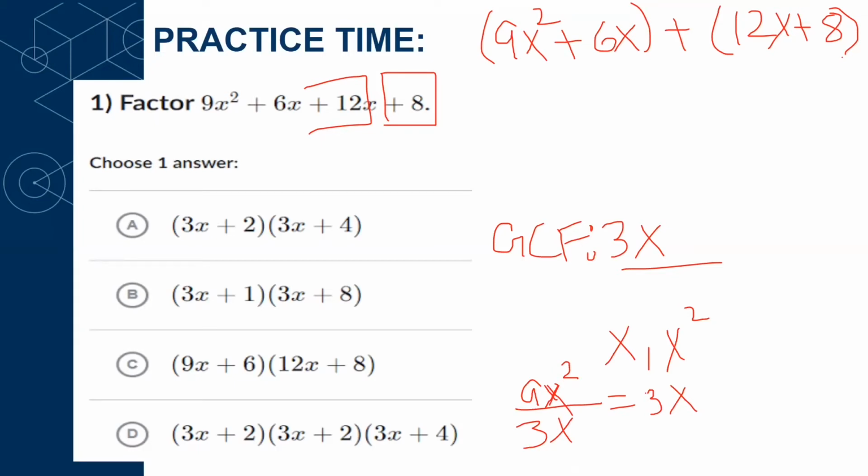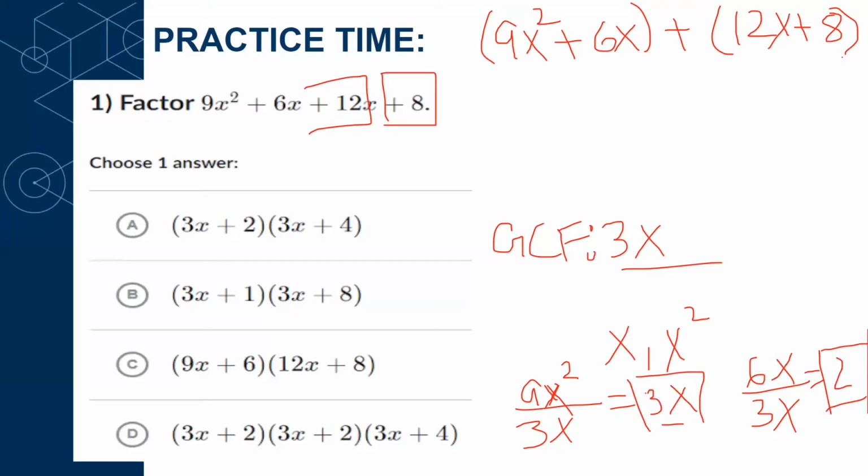Once you do that, divide the second term using the GCF. And 6 divided by 3 is what? 2, right? And then the x's cancel out, and you are just left with 2. So I'm going to put this one and this one together.